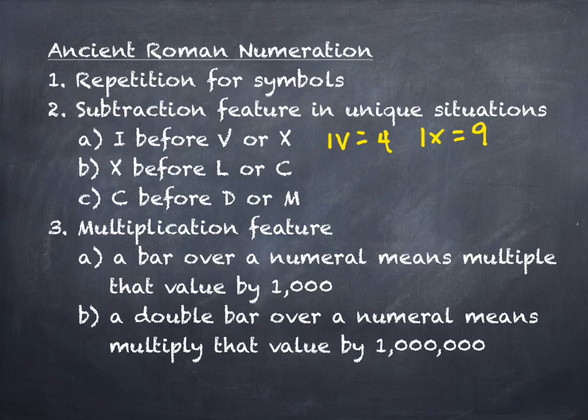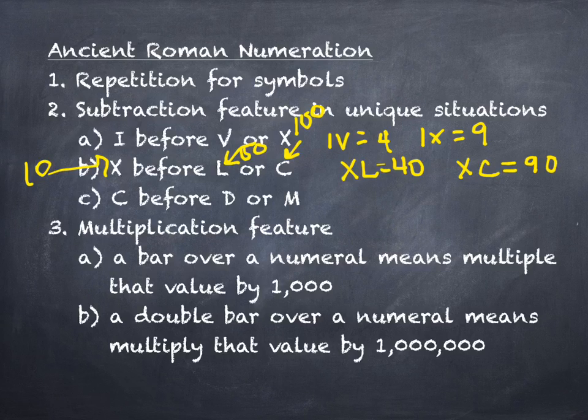How much was the X worth again? This is worth 10. How much was an L worth? 50. Good. So if I write X and then L, that's 40. And how much was a C worth? 100. So if I write an X and then a C, what do I have? That's 90.